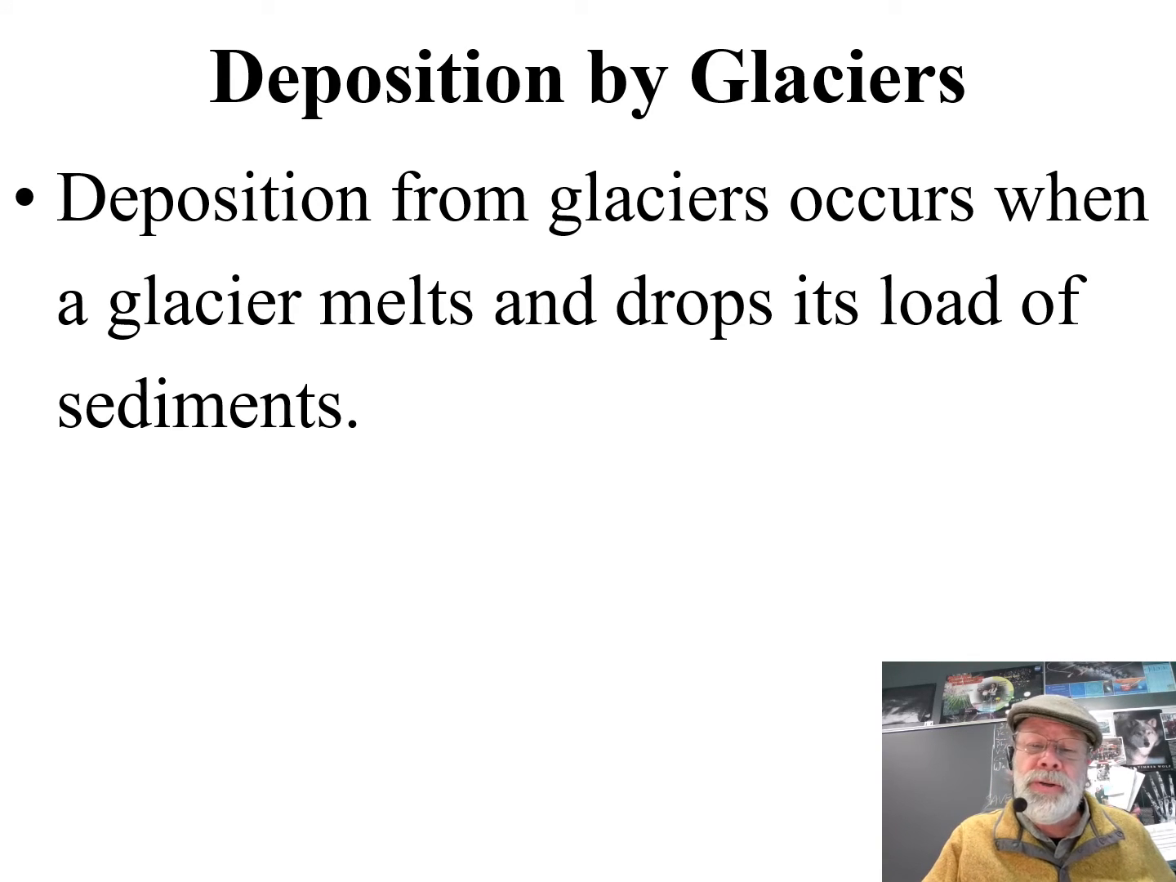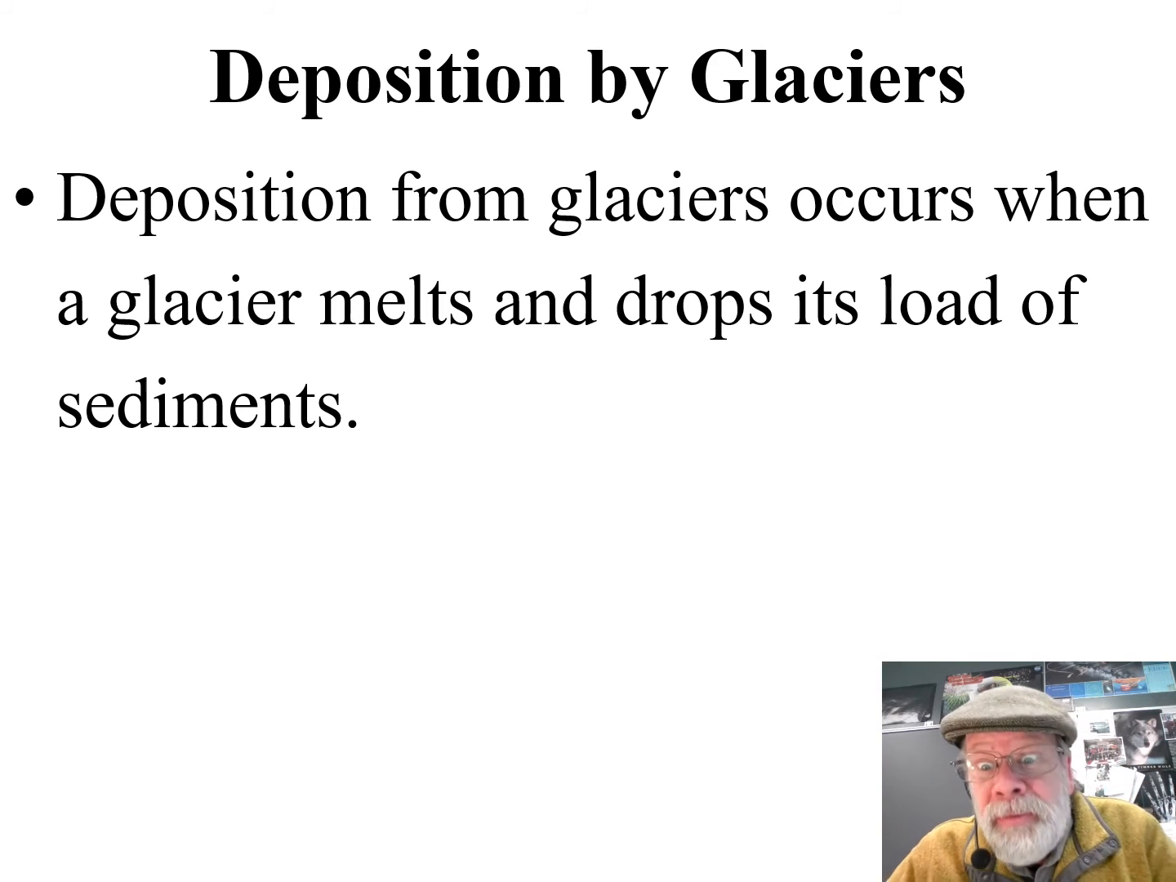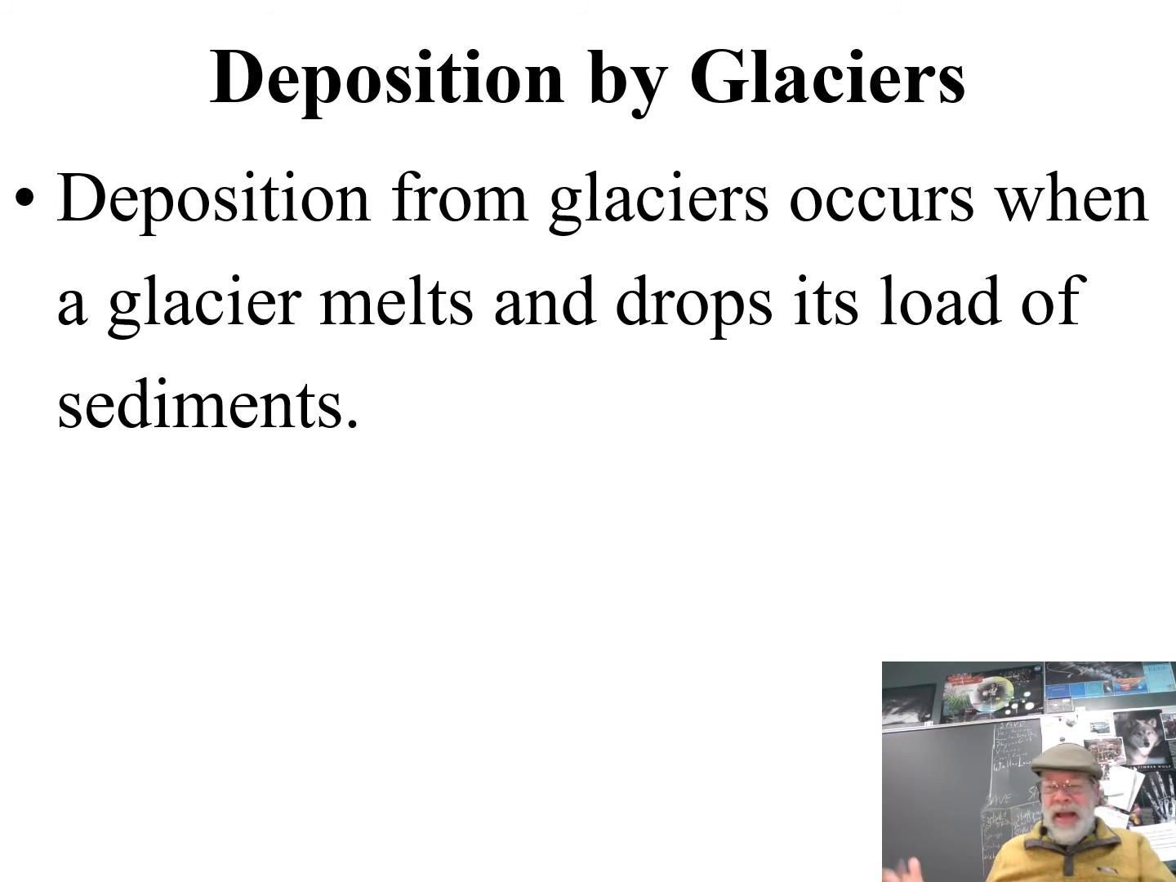Deposition by glaciers occurs when a glacier melts and drops its load of sediment. As a glacier scours the valley floor, it picks up vast, and we're talking vast amounts of sediment. It just rips everything up and tumbles it inside the glacier, so the glacier is filled with garbage.